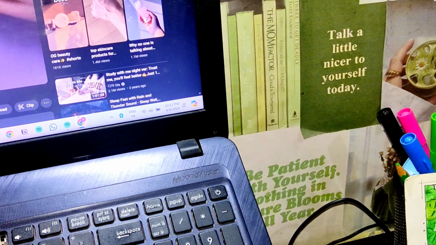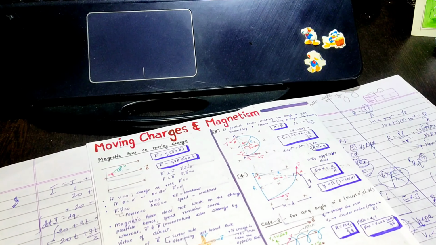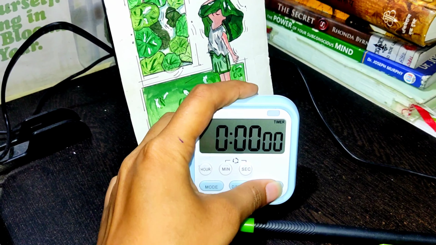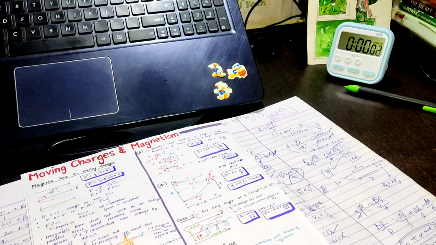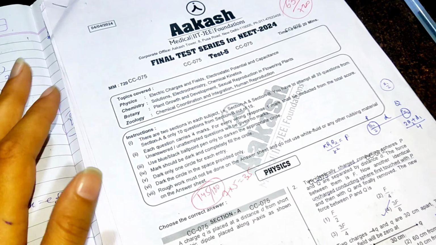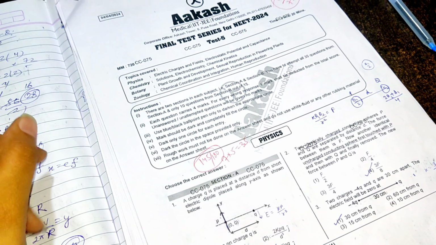So now I'm going to start revising moving charges and magnetism. So I'm just revising it once from my short notes. I haven't practiced its questions because then I had to analyze this test as well so that I don't make the same mistakes in tomorrow's test.